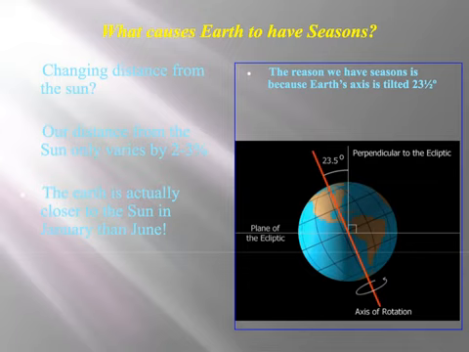One major misconception is that our seasons are caused by our changing distance from the sun, but this is actually not true in the slightest. We are actually closer to the sun in January than we are in June, and our distance from the sun varies very, very little. Our orbit is nearly perfectly circular.